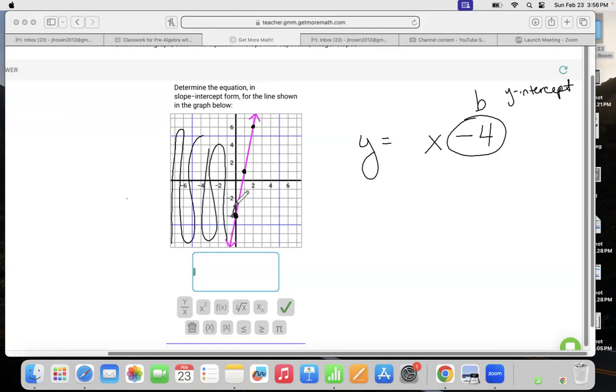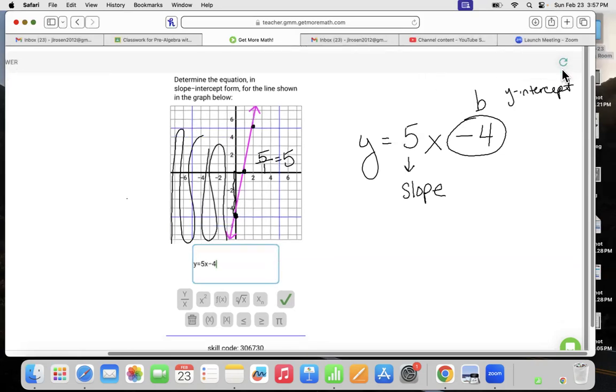And we're going up 1, 2, 3, 4, 5 over 1. And 5 over 1 simplifies to be 5. So our slope is 5. And then our answer is going to be everything we just wrote. Y equals 5x minus 4. So you should have plenty of practice writing these in slope-intercept form after all of these assignments.